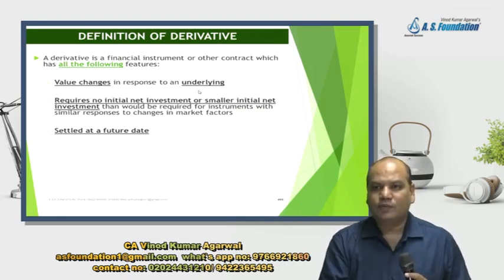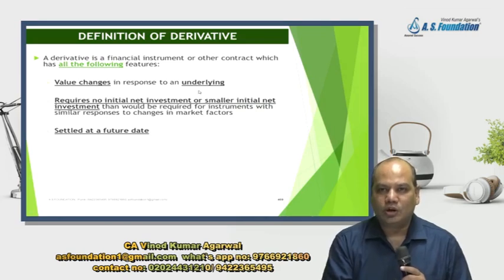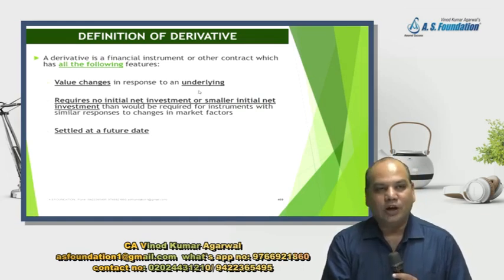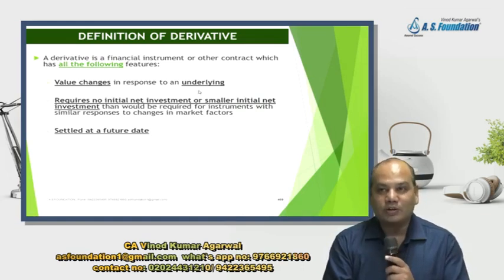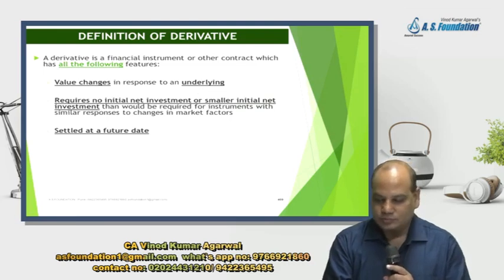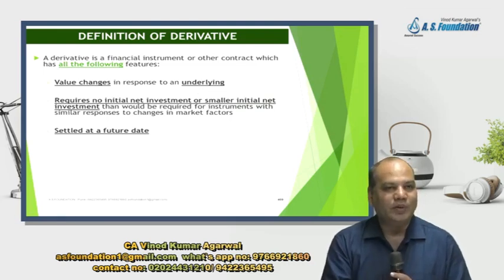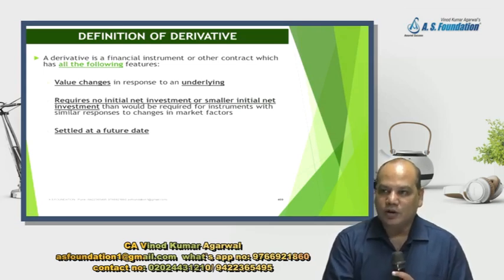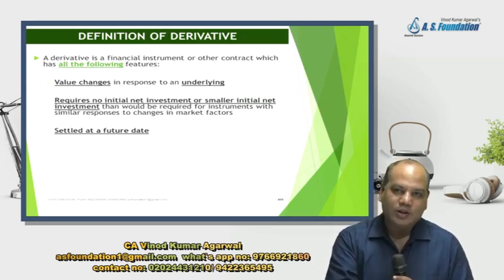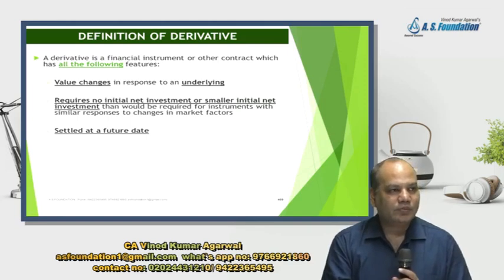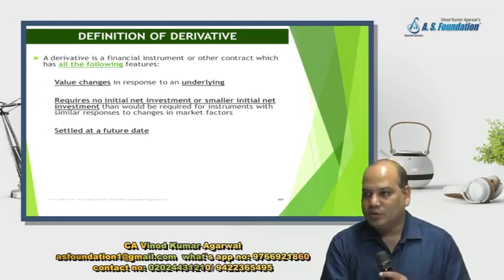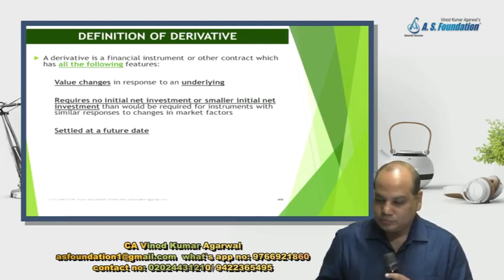For example, you have a forward contract on dollar. As the dollar rate goes up or comes down, the value of this forward contract will also change, depending upon whether you are a buyer or a seller. If you have taken an option on foreign exchange, again when the rate of exchange changes, the value of your call or put option would change.